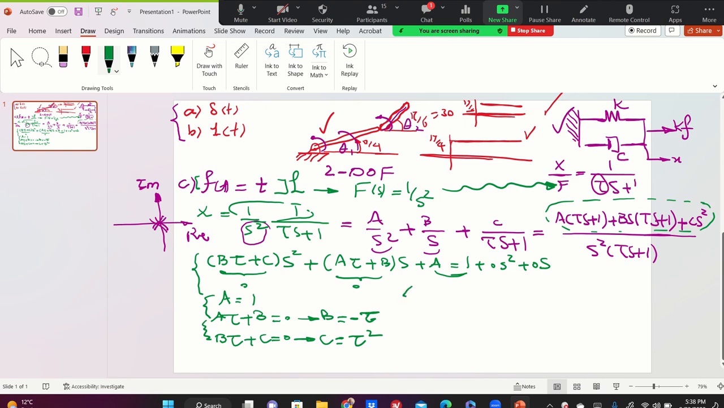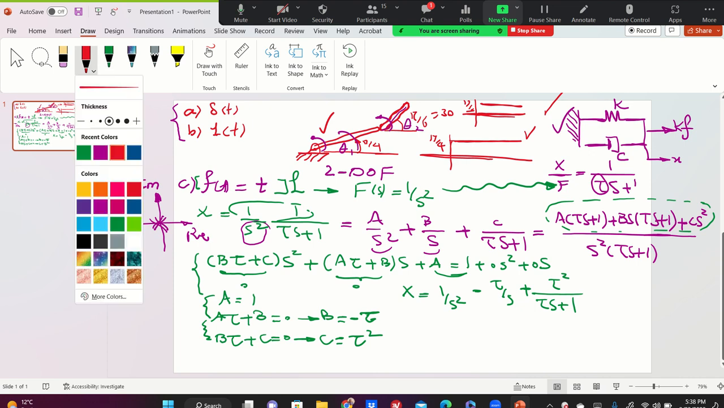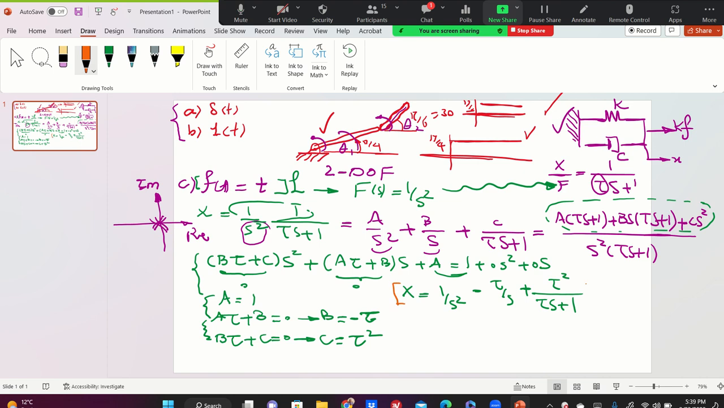So now you have X in the frequency domain, which is 1 over S squared minus tau over S plus tau squared in tau S plus 1. If you want to go back to the time domain, what do I have to do? What do I have to do if I want to go back to time from frequency?